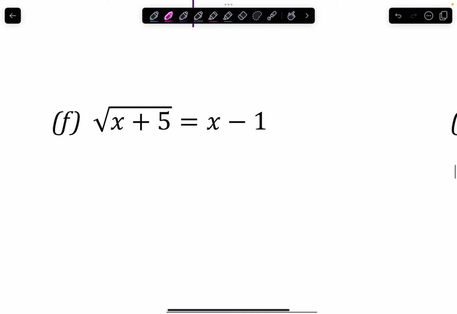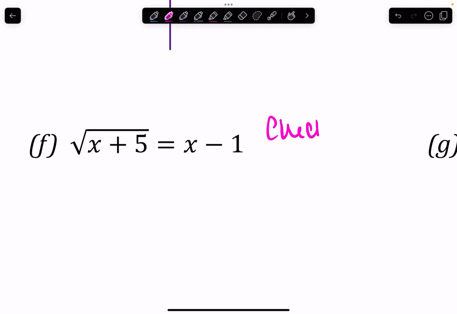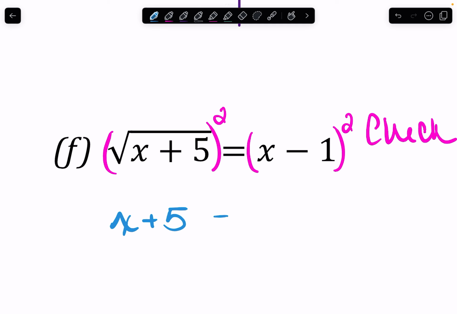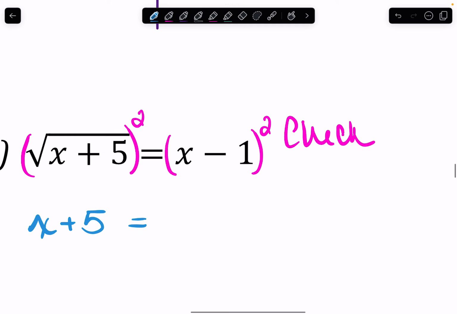Also a square root, so we got to check. All right, square root's already by itself, so I'm going to go immediately to squaring both sides. Once again, do not distribute that exponent. So x plus 5 comes out of the square root since the square takes the square root off. On the other side, foiling x minus 1 times x minus 1. So I wrote it out on the last one. I'm just going to go straight to what it is, x squared minus 2x plus 1.